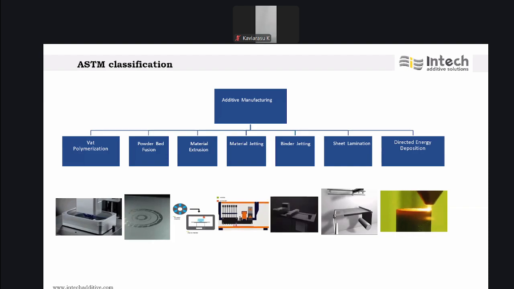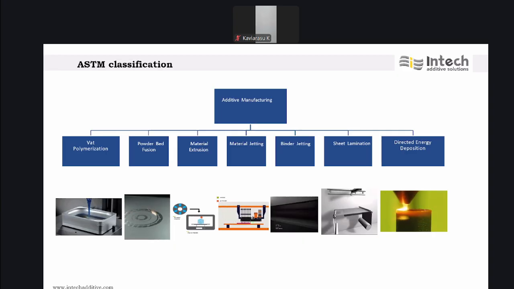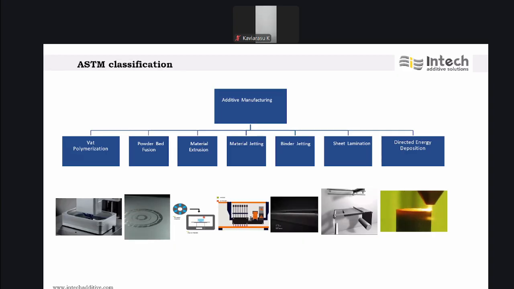And then the second one is powder bed fusion. Here, the heat source could be a laser or electron beam, which selectively melts or sinters the powder particles. It generally uses metals like titanium alloys, aluminum, steel, and so on. Not only metals, it also works with polymers and ceramics. This process is suited for making aerospace components, medical implants, and also some functional prototypes.